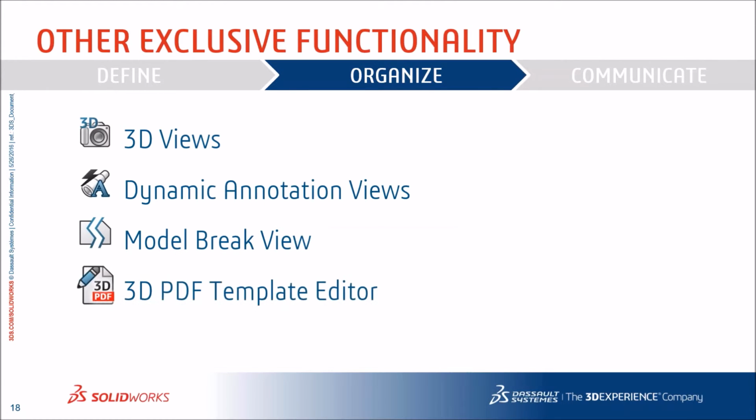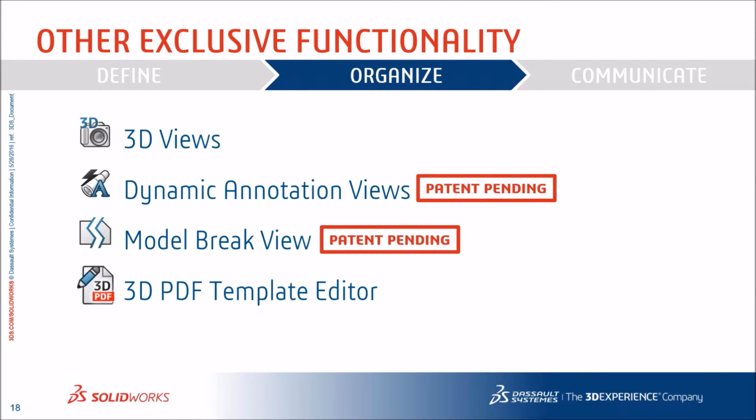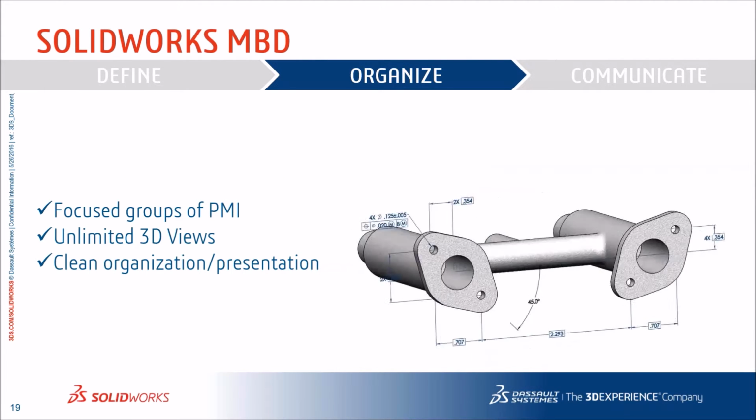Some other functionality that's exclusive to SOLIDWORKS MBD, besides the 3D views, is dynamic annotation views. So you saw how we could create a front view, a right view, and a top view and specify each one of those orientations. But we could also have the dynamic annotation view where we could have that big spider web of dimensions shown at any given instance. But as we rotate to the front view, all the dimensions that aren't aligned with the front view will be hidden automatically, and so forth as I rotate the model around to other views. Model break view and the 3D PDF template editor I'll cover in just a second.